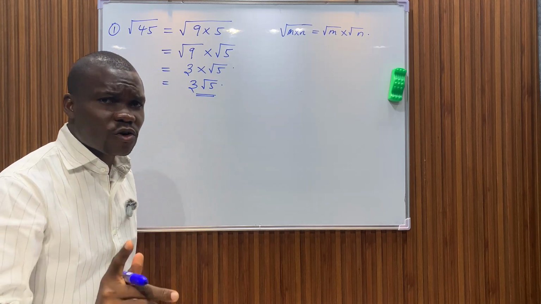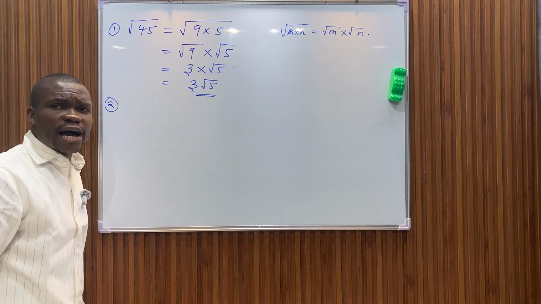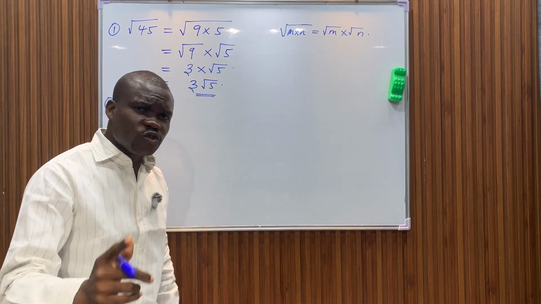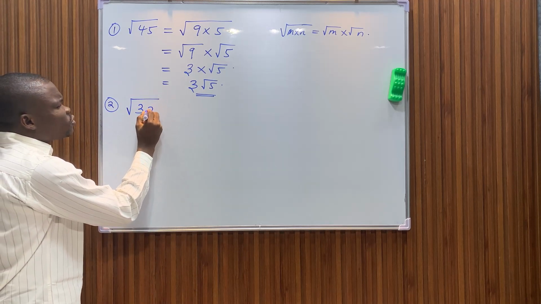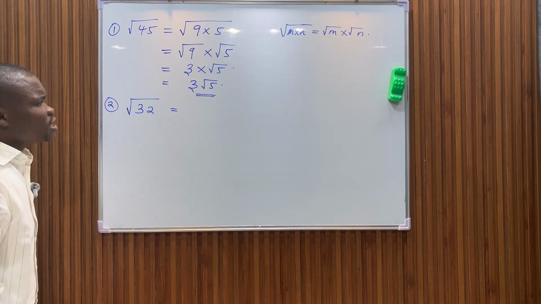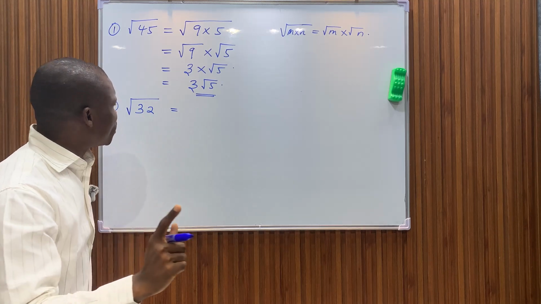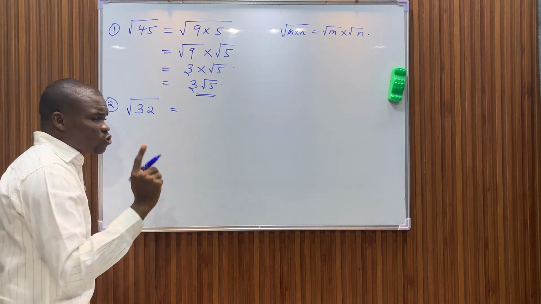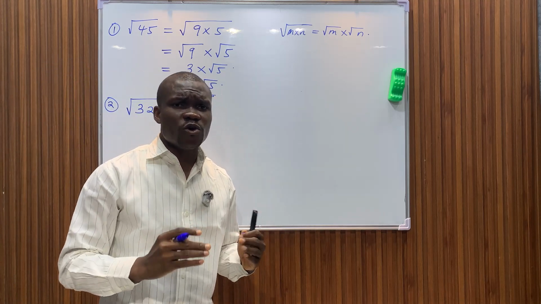Okay, let's look at the second example. Number 2, we are asked to simplify square root of 32. So we're going to look for two numbers such that when we multiply, we'll get 32. At least one of the numbers must be a perfect square. And I've told you perfect squares are numbers such that when you square root them, you will get a whole number.